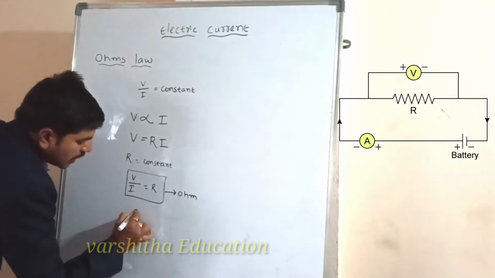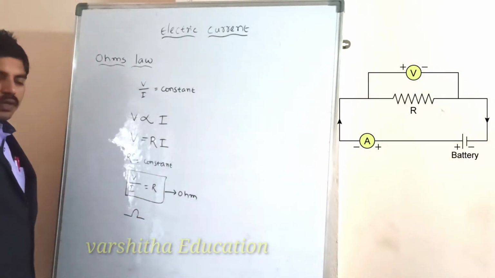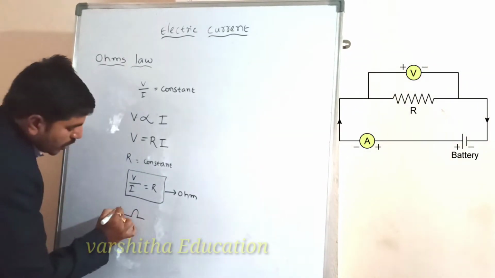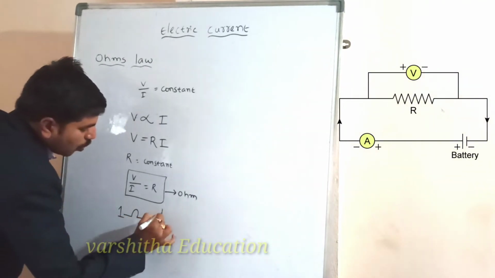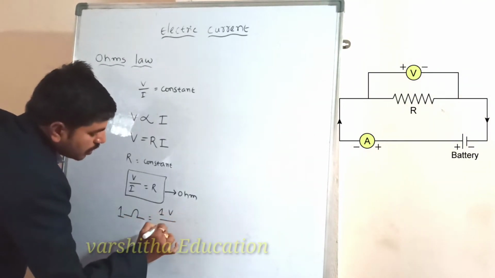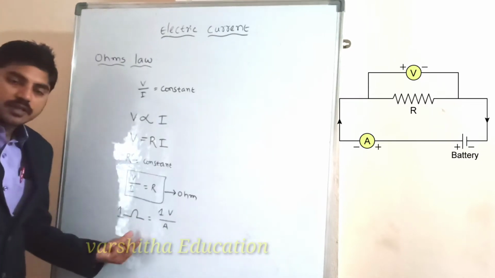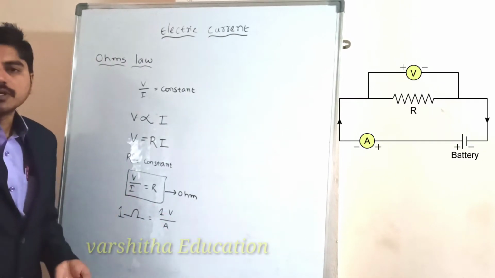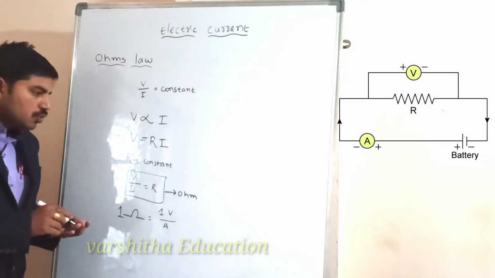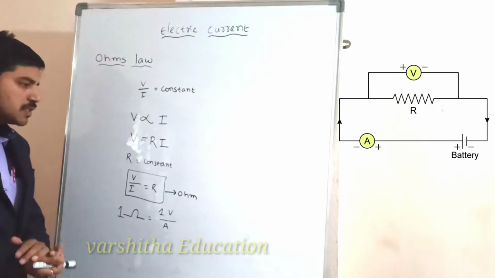So the symbol is like this. 1 ohm is equal to 1 volt per ampere. So these are the units of resistance, either ohms or volt per ampere.